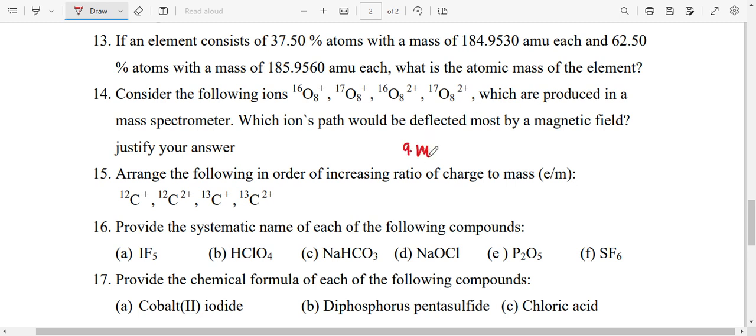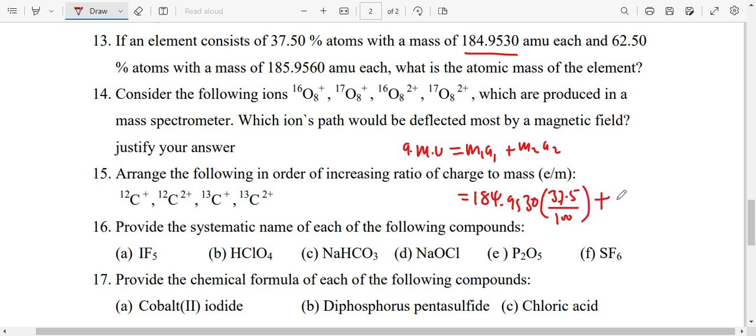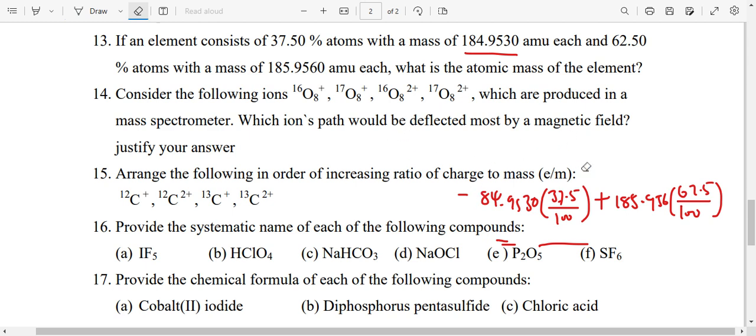Now, atomic mass, which I can say atomic mass unit, is given by mass 1 multiplied by its abundance plus mass 2 multiplied by its abundance also. So the first mass is 184.953 multiplied by its abundance, that is 37.5. That's the percentage, so divide that by 100. Then plus you go to the next mass, which is 185.956 multiplied by its abundance, that is 62.5, divided also by 100. Just punch this on the calculator, and whatever you get is the relative atomic mass of that element.